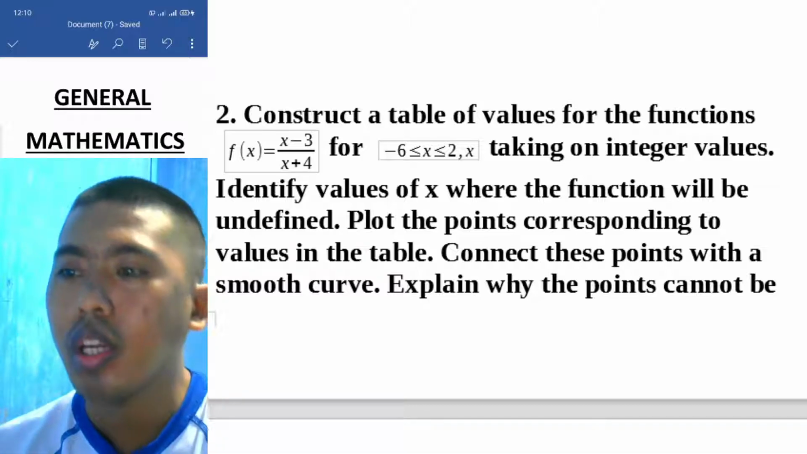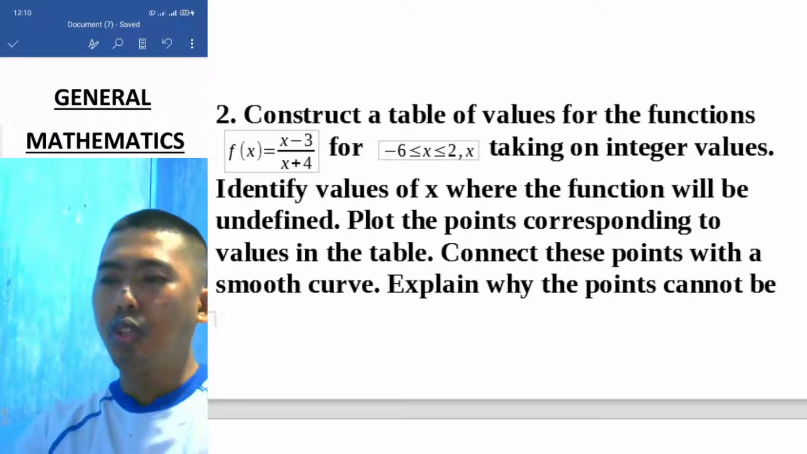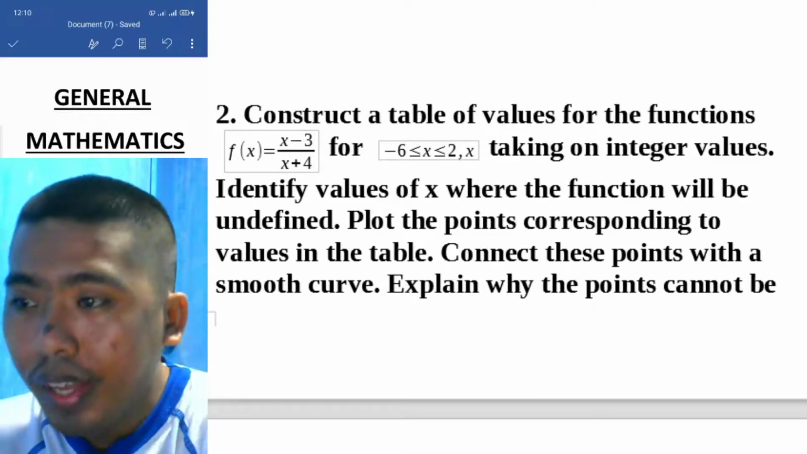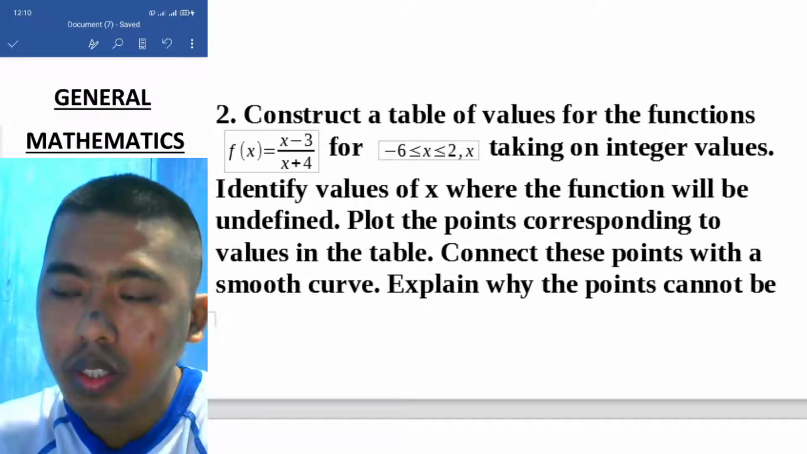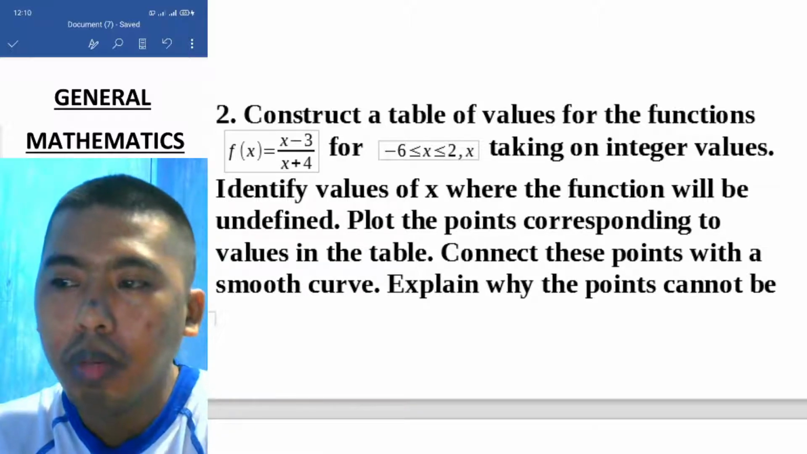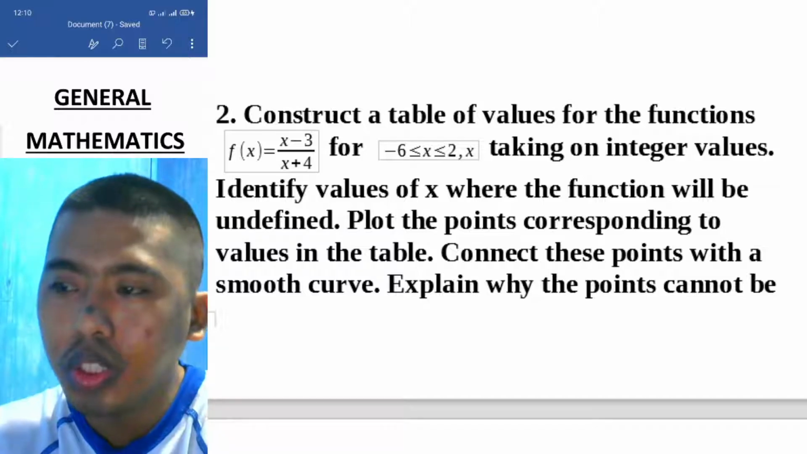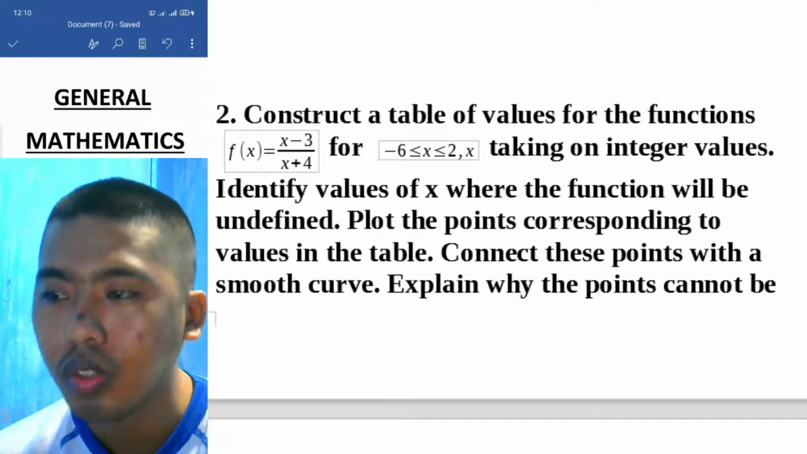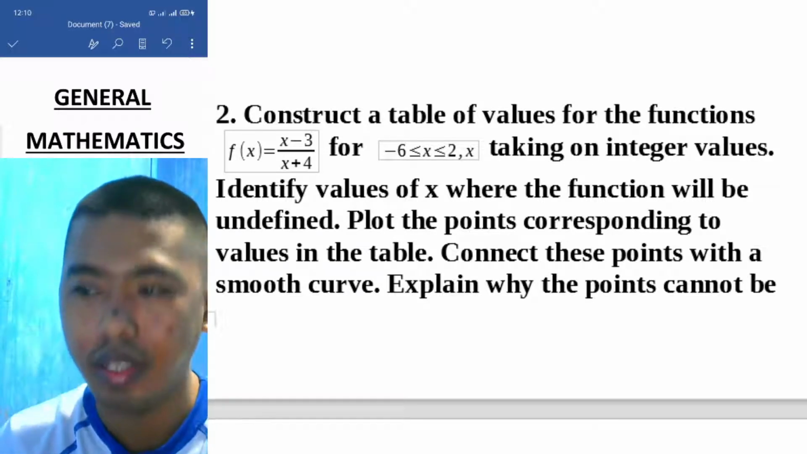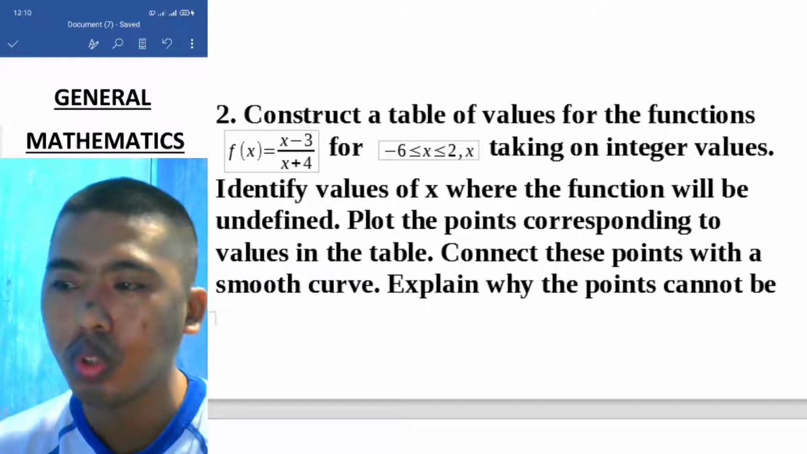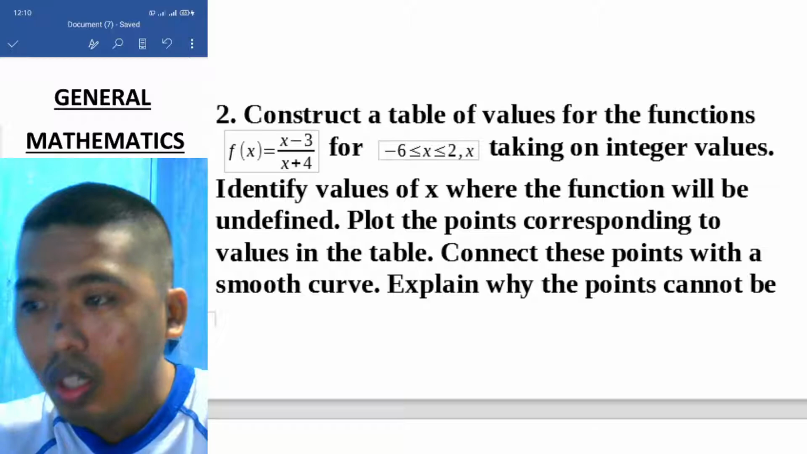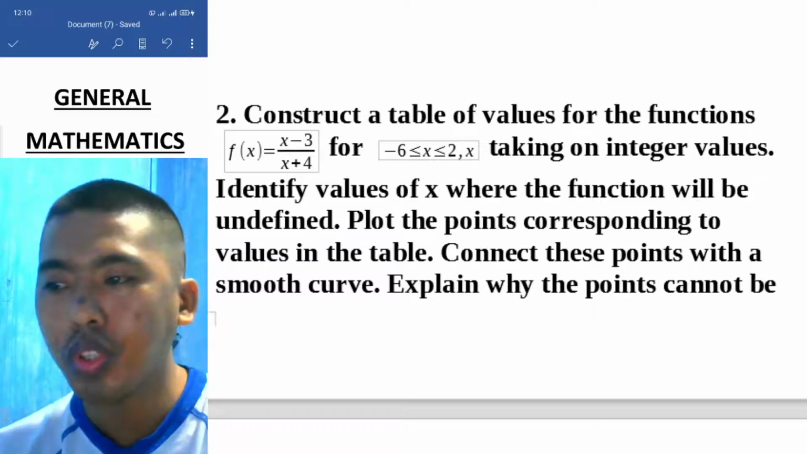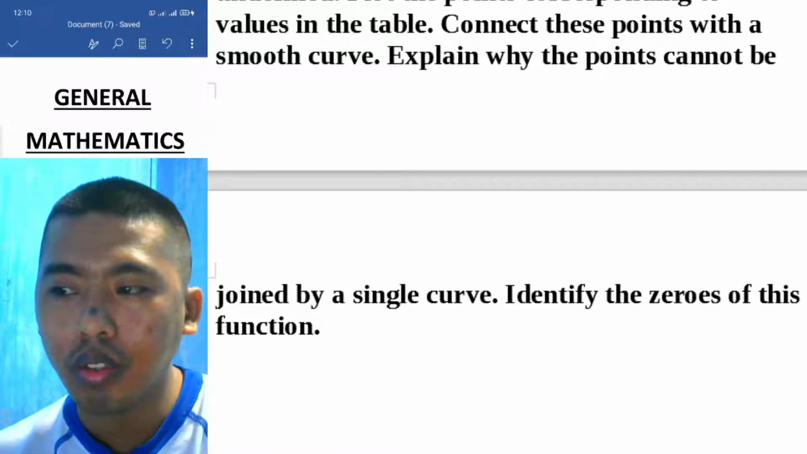Okay, now, construct a table of values for the function f of x equal x minus 3 all over x plus 4 for x is greater than or equal to negative 6 and x is less than or equal to positive 2, in which x takes on integer values. Now, identify values of x where the function will be undefined. Now, after that, plot the points corresponding to the values in the table. Connect these points with a smooth curve. Explain why the points cannot be joined by a single curve of this function.